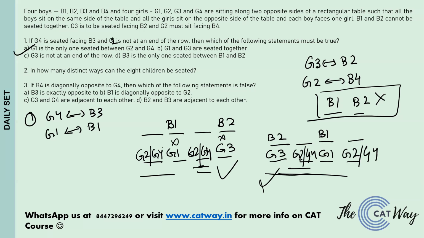Coming to the fourth option, it says that B3 is the only one seated between B1 and B2. Now again, we are left with B3 and B4 to be seated, but either B3 can come here or B3 can also come here. That is not an issue. So this statement is partially true. It cannot be definitely true. It might be true. It is not definitely true. Here we are definitely true. That is, must be true. So for this question, the correct answer is option number A. Let us move towards the second question then. Let me remove this data.